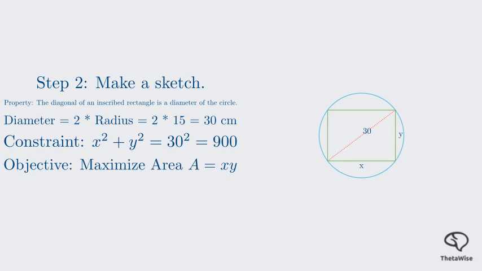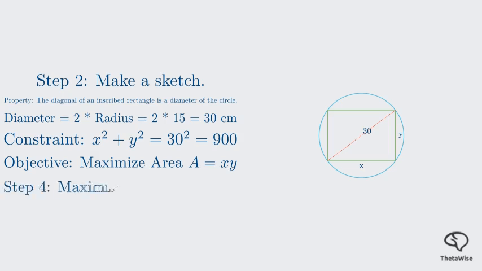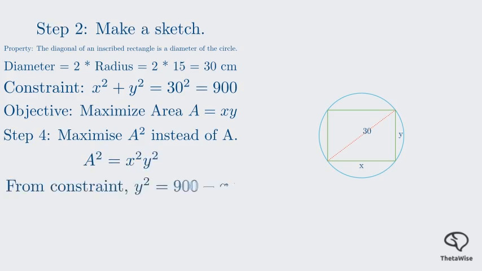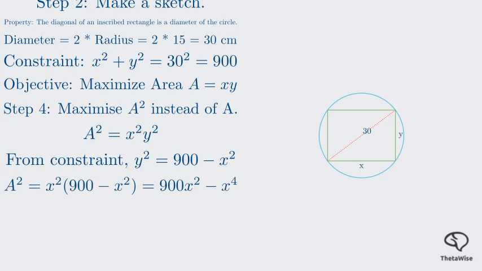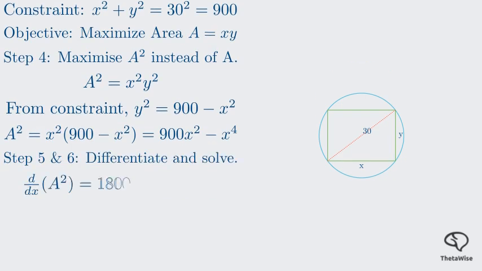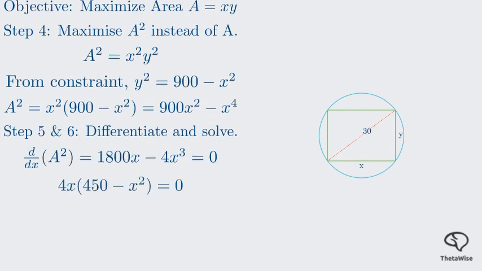We have our equations. Similar to the last example, we can use the trick of maximizing A squared to avoid messy differentiation. A squared equals x squared y squared. From our constraint, y squared equals 900 minus x squared. Substituting this in gives A squared equals x squared times the quantity 900 minus x squared, which simplifies to 900x squared minus x to the fourth. Now we differentiate this polynomial with respect to x. The derivative, dA squared over dx, is 1800x minus 4x cubed.